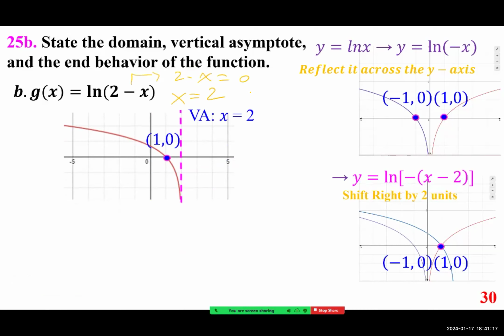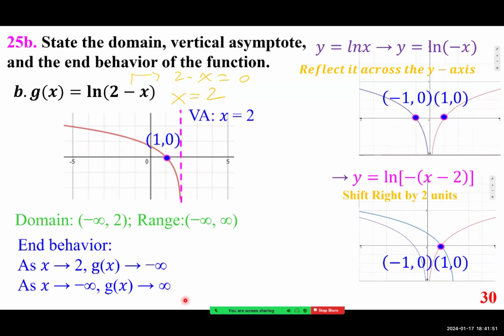This is your vertical asymptote, and the domain is from negative infinity to 2, it stops at 2. The range hasn't changed, it is all real numbers. As far as the end behavior is concerned, when x goes to negative infinity, y goes to positive infinity. That means g of x. When x goes to this number 2, then y goes to negative infinity. So that would be the end behavior, everybody.